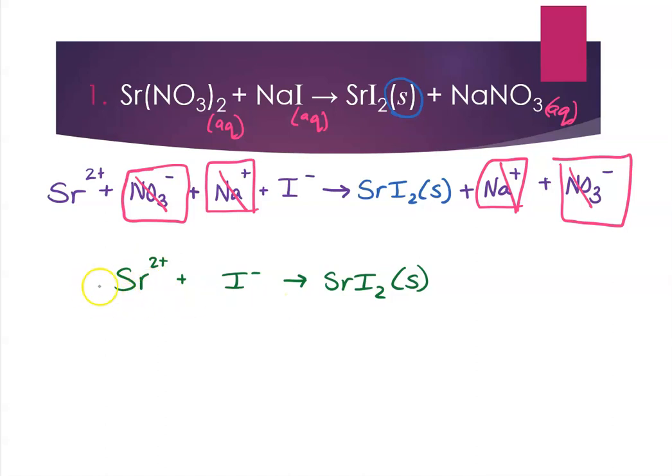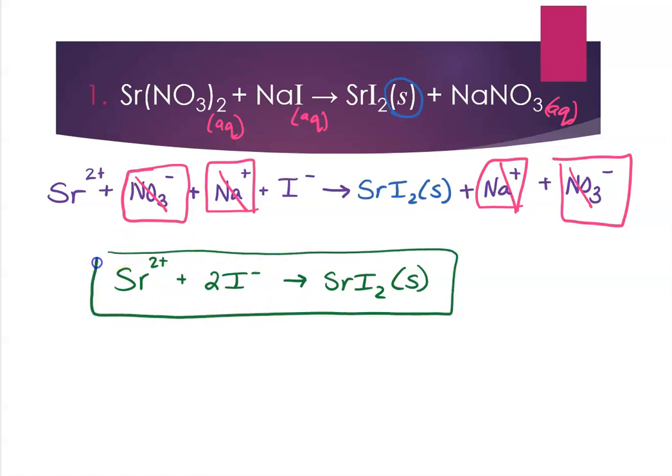So there's no number in front of or behind the Sr on the bottom, so that means I only have 1. I only have 1 here. I only have 1. I2, I have 2 here, so I'm going to put a 2 there to balance that. So my balanced net ionic equation is Sr2+ plus 2I- yields SrI2 as a solid.